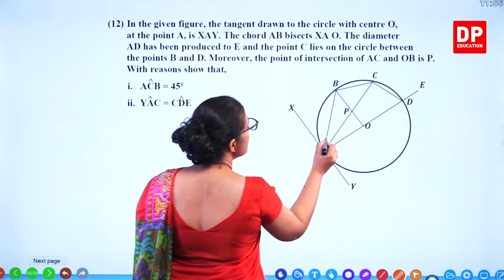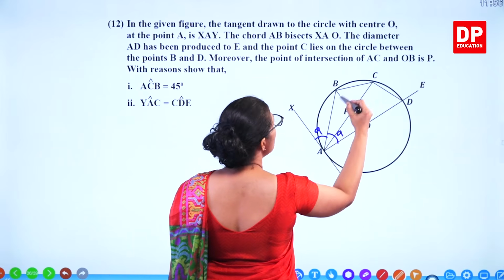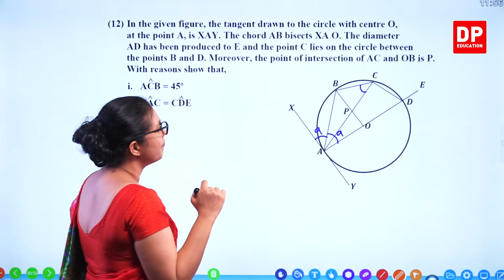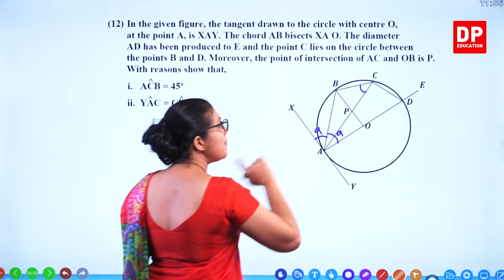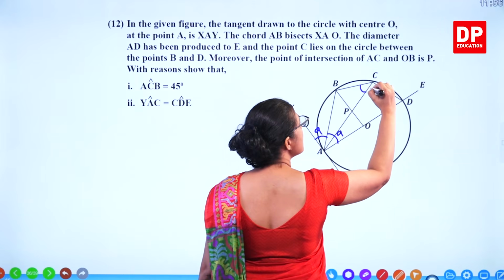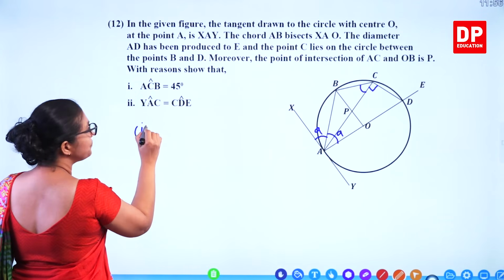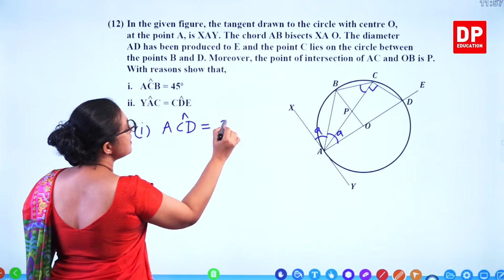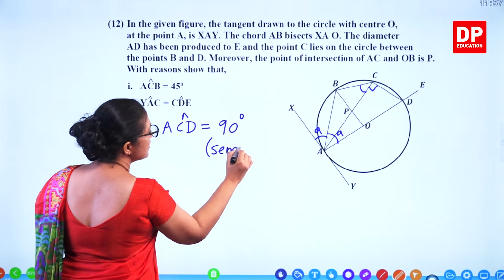So we found this is A, this is A. You need to show that angle ACB is 45. Now we know AD is the diameter, so this is 90 degrees. So we can first write down that angle ACD is 90 degrees because of the semicircle angle.